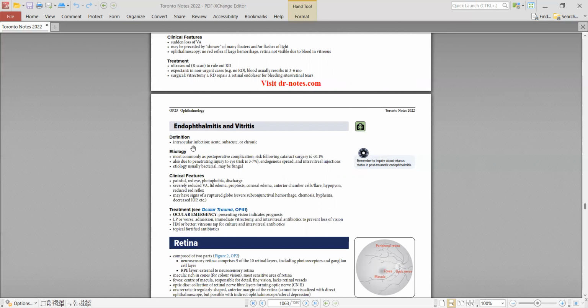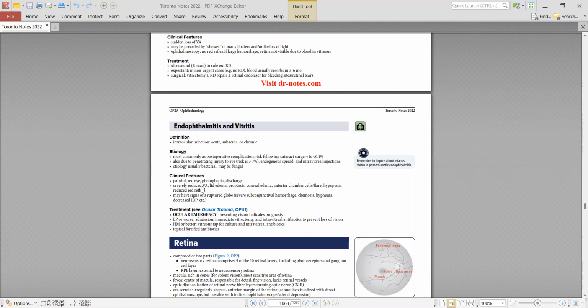This infection can be acute, subacute, or chronic. Most commonly it is postoperative, with a risk following cataract surgery of less than 0.1%, or due to penetrating injury, endogenous spread, or intravitreal injection, bacterial or fungal. Here all the layers of the eye are involved. The eye completely, from front to back, everything is infected and inflamed.